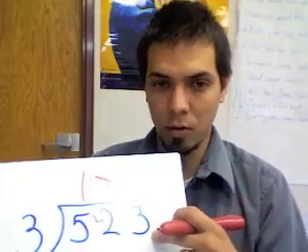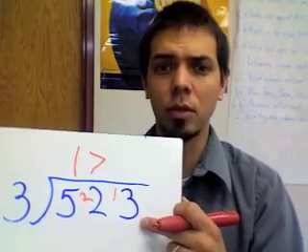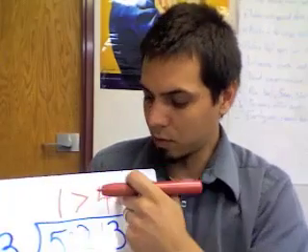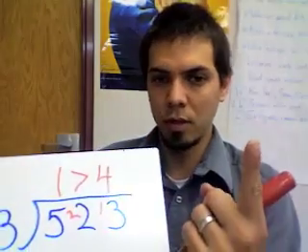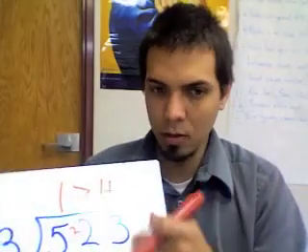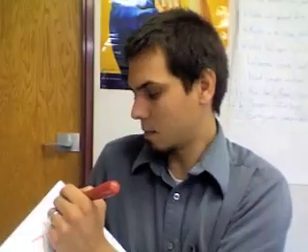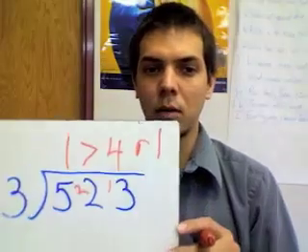Then we'll go 3 into 13. 3 goes into 13 4 times. So we'll put our 4. 3 times 4 gives us 12. 13, there's that 1 left over. Now since there's nothing else to go here, that 1 actually becomes our remainder. And it looks like this.